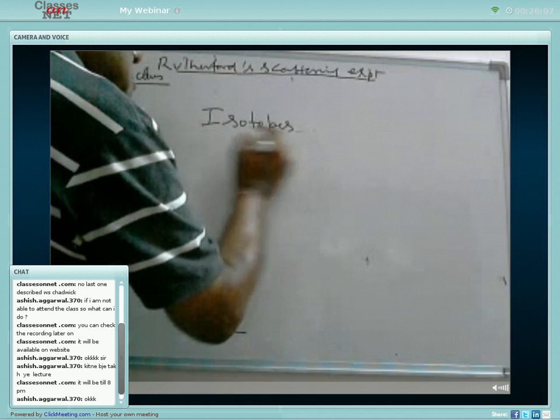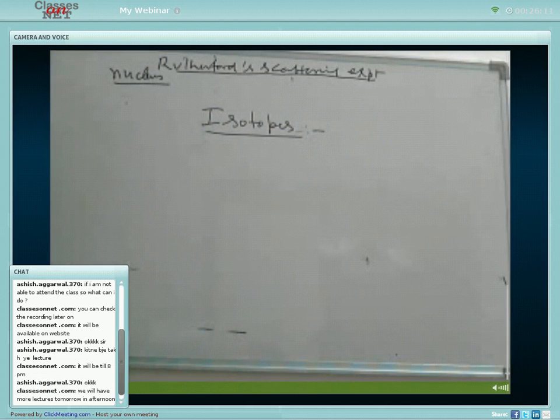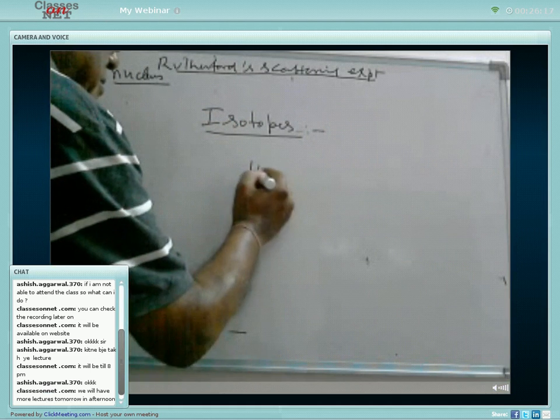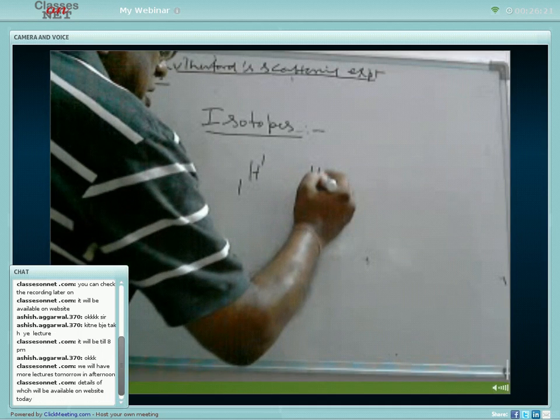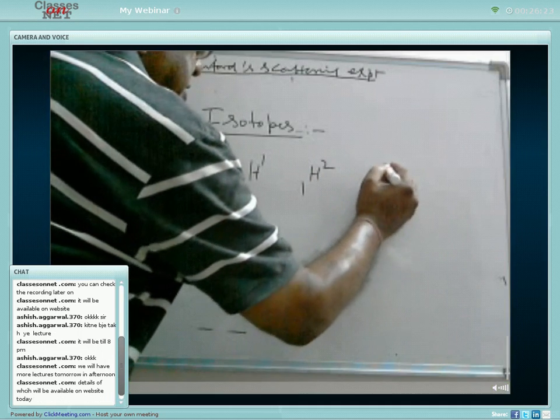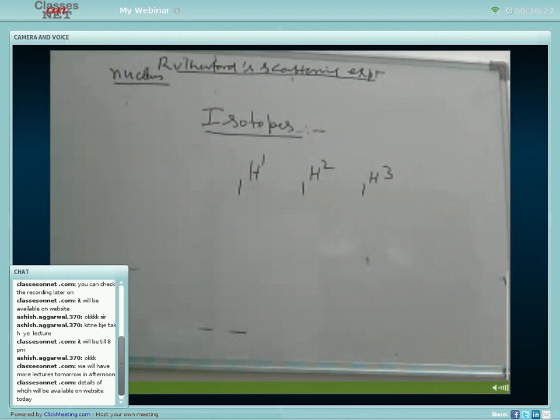Isotopes are those atoms which have the same atomic number but different atomic mass. For example, protium, deuterium, and tritium. All these three have the same atomic number 1. It means the number of protons in their nucleus is 1.